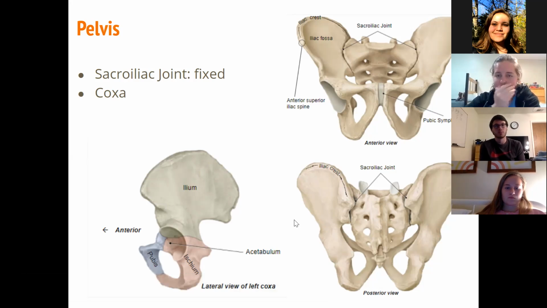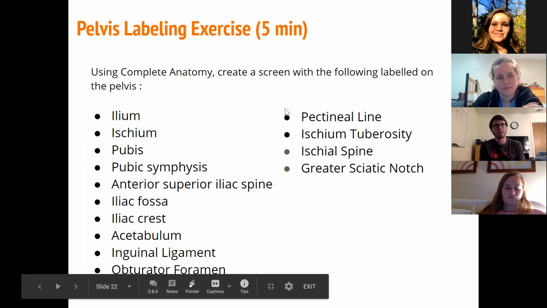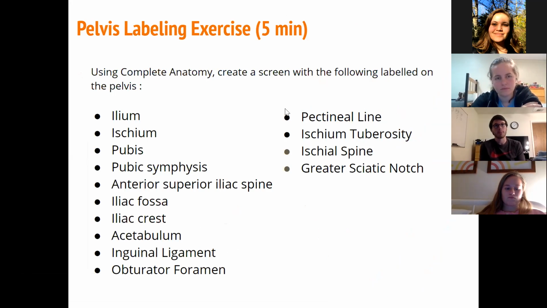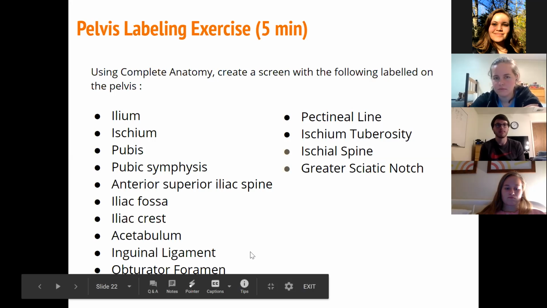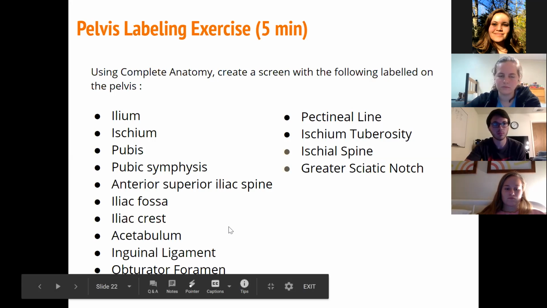So there's a lot of different terms on this slide that I think are really helpful, and I actually had an activity where we were going to label the pelvis. I thought that we would run out of time, so it's completely fine that we won't get to this today, but I really would recommend that you take some time and do this activity. So if you can find time this week while you're studying, pull up Complete Anatomy and go ahead and try to label all of these things.